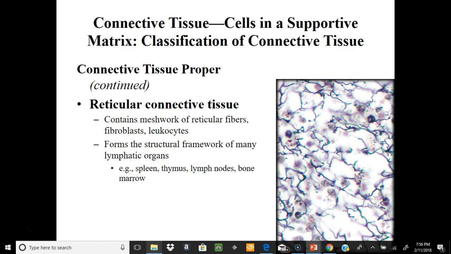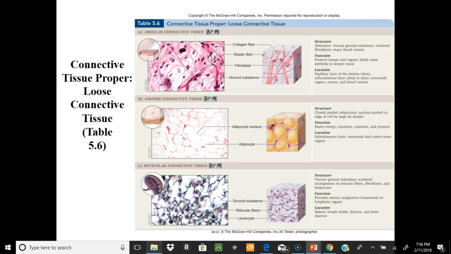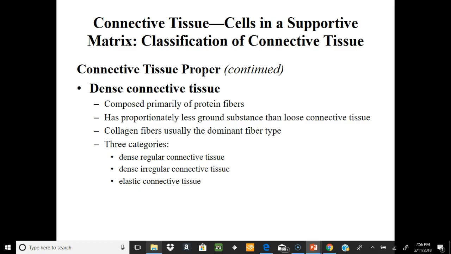And then we have reticular connective tissue, which has fibroblasts and a lot of reticular fibers. It also has a lot of white blood cells. It forms the stroma, or the framework, of a lot of our lymphatic organs. And so it is very important in the lymphatic system. There's your three loose connective tissues. Now let's look at the dense connective tissues. Dense connective tissue proper: we have dense regular, dense irregular, and elastic connective tissue.